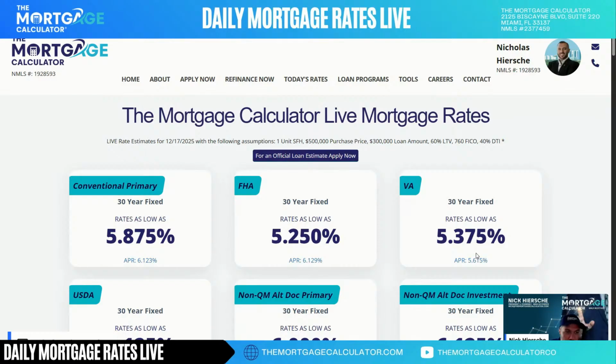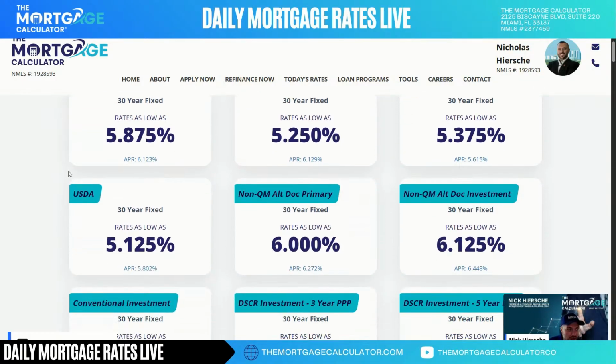If our customer qualifies for VA programs, our eligible vets, active service members, and surviving spouses, these programs are amazing. Rates today come in as low as 5.375. With the much lower fees here for VA, final APR 5.615, much better than any of the other options. So typically the best option for our eligible borrowers.